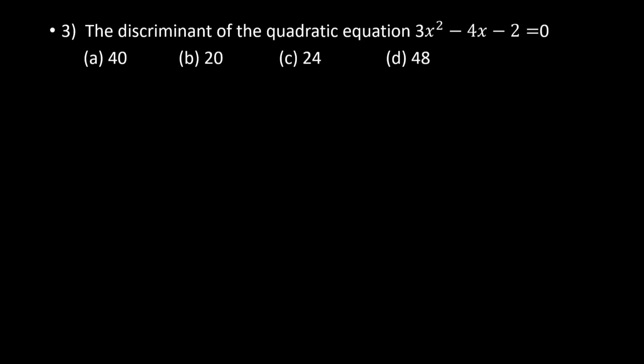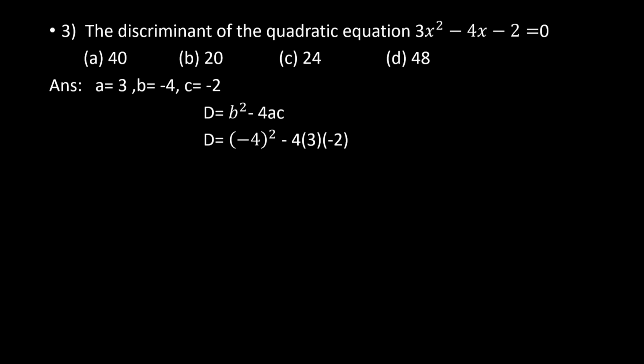Third one, the discriminant of the quadratic equation 3x square minus 4x minus 2 is equals to 0 is. Options are 40, 20, 24, 48. Here they said we need to find the discriminant. So we'll write down that d is equals to b square minus 4ac. Here we have b value minus 4. We will substitute it, minus 4 whole square minus 4 into a value is 3, c value is minus 2.